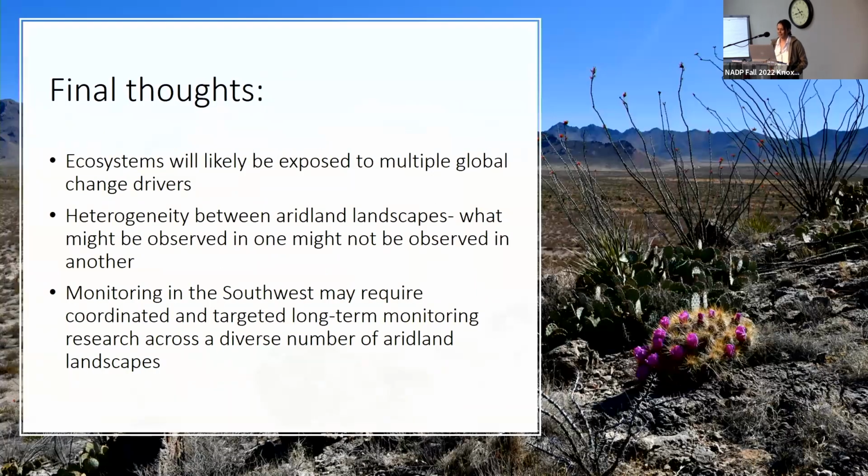And now some final thoughts. Ecosystems across the globe will likely experience multiple global change drivers, and the high heterogeneity between arid-land landscapes may complicate predictions to global change drivers like climate change and nitrogen deposition. So we must consider long-term coordinated research across a diverse number of arid-land landscapes to perhaps fully understand the vulnerability of these ecosystems to nitrogen deposition.